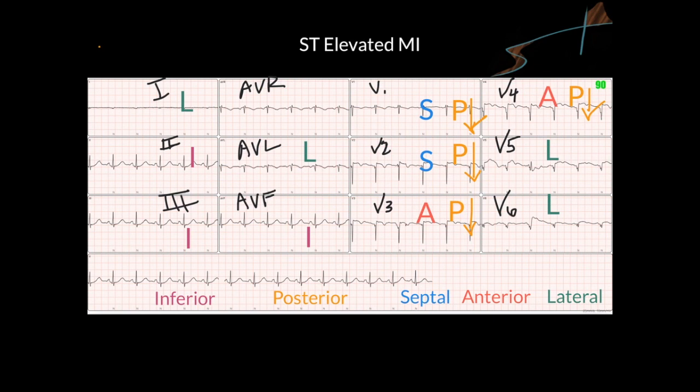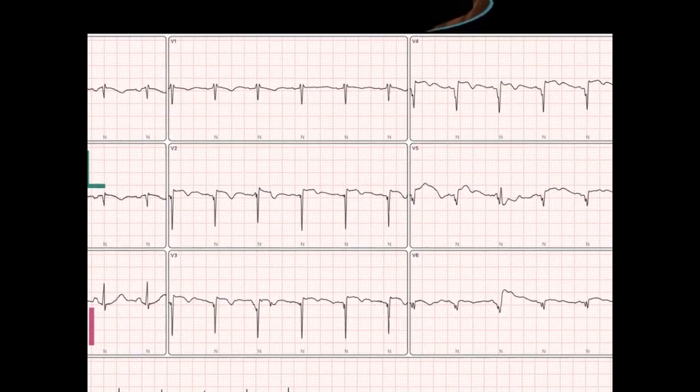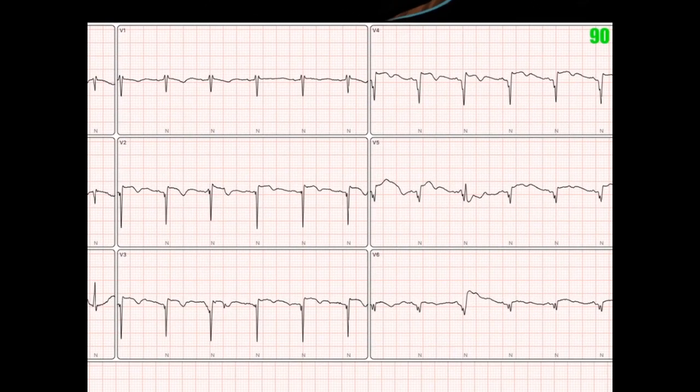So let's diagnose this particular ECG. We'll have a closer look at the V leads, and we can see that there is elevation in V2, V3, and V4. And if we take a ruler, we can measure from the baseline, and we'll do that in V2 and V3, and then we'll have a closer look at the elevation.